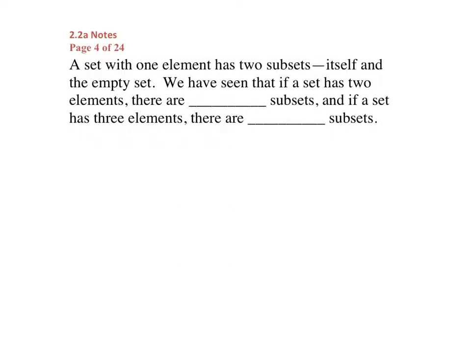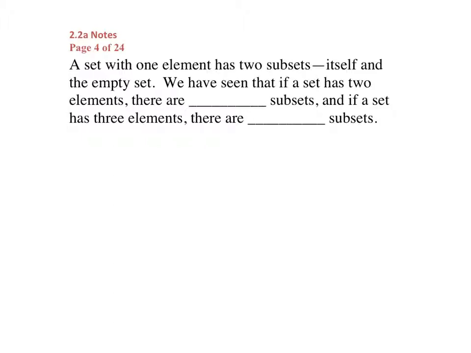Again, pause the video and try this one, number 5, and then return to this page. This is a summary page of all the examples that we have done. If you look through all the past examples, you will notice that a set with one element has two subsets, itself and the empty set.